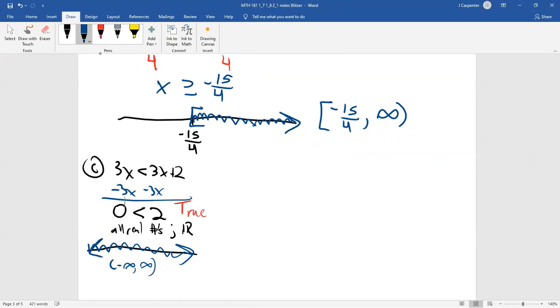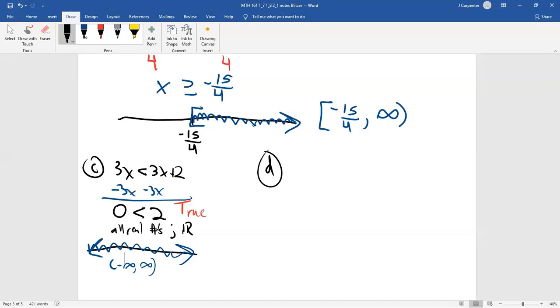So all of those are potential answers, but you are generally going to be going after the interval notation. So that one is probably the most important out of all of them. True statements means everything is a solution. So on a number line, you shade the whole number line.